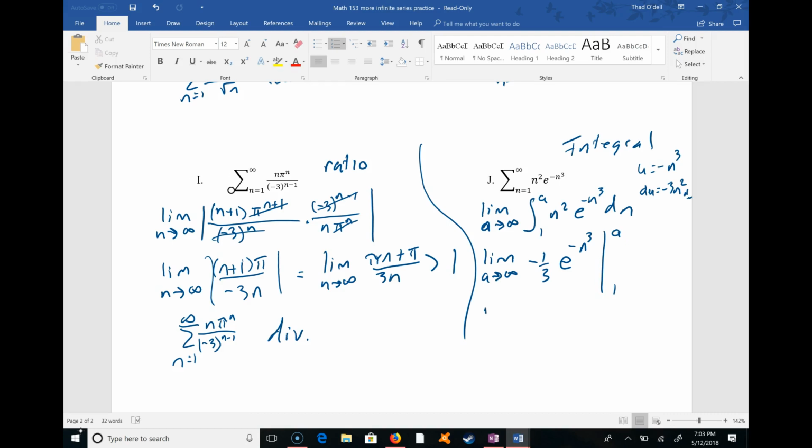So then we go ahead and plug that in. The limit is still here as a approaches infinity. That would be negative 1/3 e to the negative a cubed minus, which would be plus 1/3 e to the negative 1. That's supposed to be an infinity there. Since that negative exponent pushes this to the bottom, this is really negative 1 over all that stuff, so as a approaches infinity, this is going to be 0. This just stays put, so we end up with an answer of 1 over 3e.